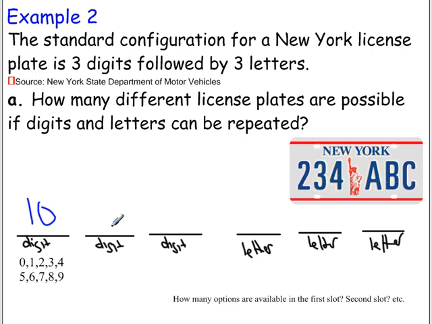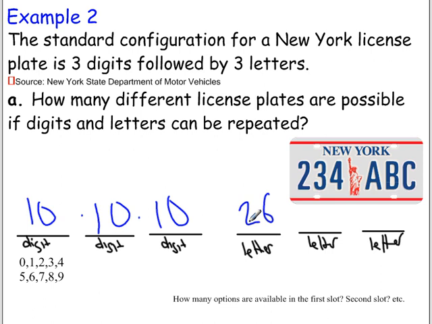In the second slot, since the digits could be repeated, I could have 10 digits again to choose from. And then in the third slot, I also have 10 digits to choose from because they are allowed to repeat. How many letters do I have to choose from? 26, right? Last time I checked, there's 26 letters in the alphabet.